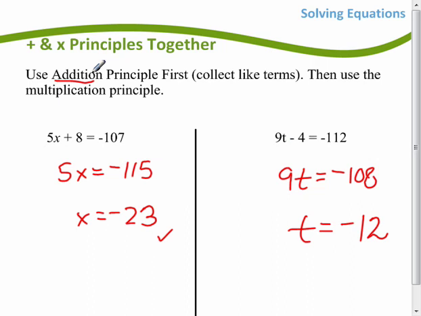So you see how we use the addition principle first. So I subtracted 8 from both sides. Notice I did that in my head rather than writing it down. If you find yourself making a mistake or two, write that extra step in. Same thing here, I added 4 to both sides and then divided both sides by 9.